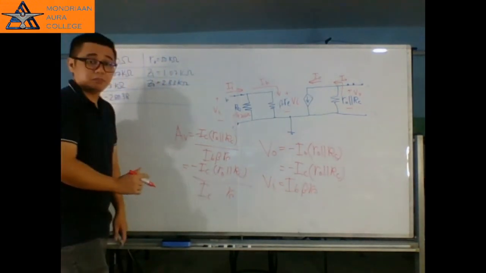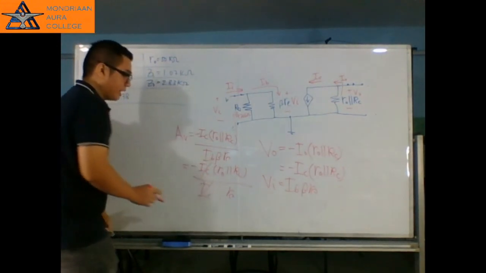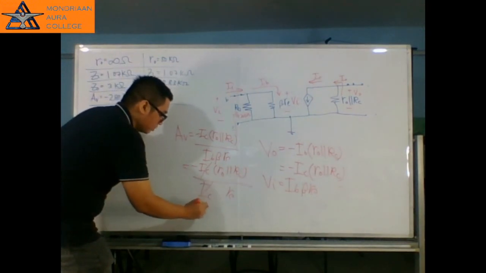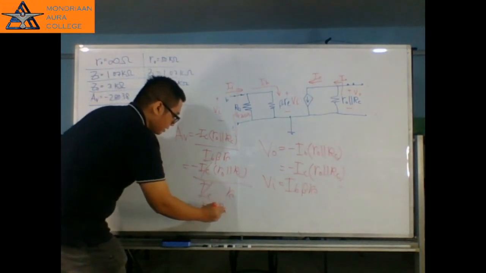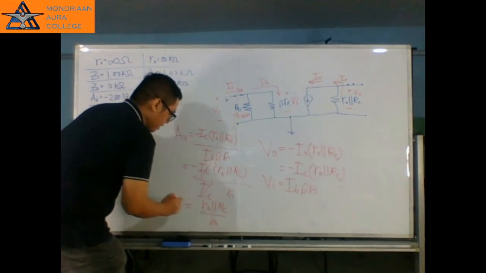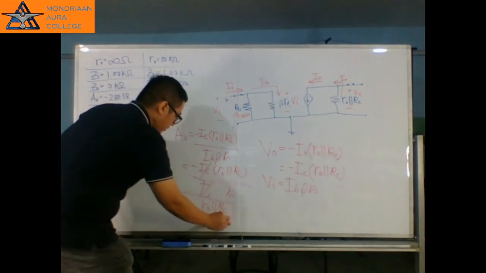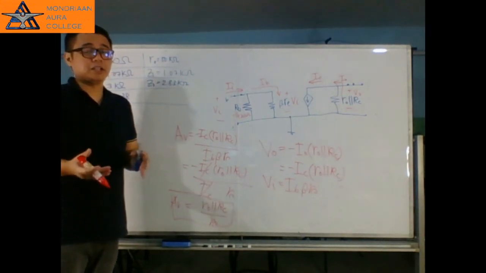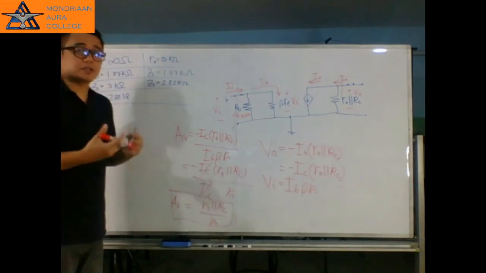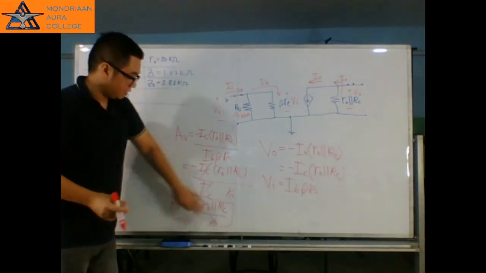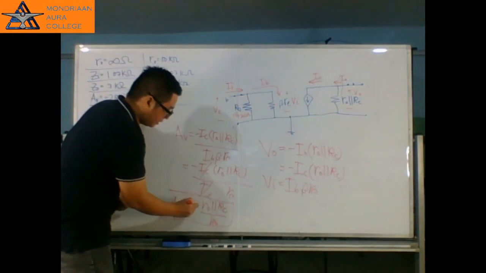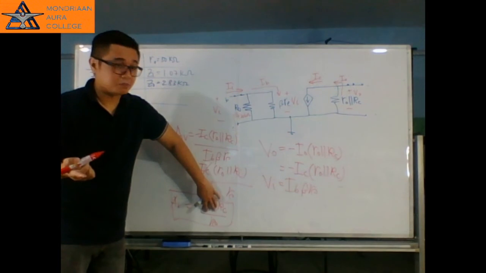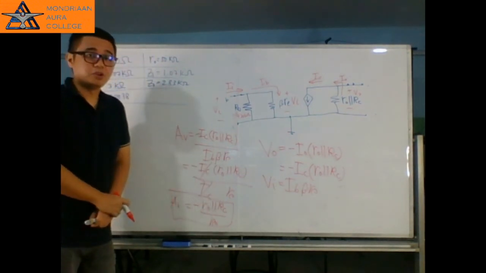Makakancel natin I sub C. Therefore, the voltage gain is equal to R sub O parallel with R sub C divided by R sub E. So this is your voltage gain equation kapag may specific value yung R sub O natin. Pero kapag infinite yung assumption natin for R sub O, ito yung equation natin: negative R sub C over R sub E. Kapag may specific value ng R sub O, ipaparallel mo muna yung R sub O na yun.